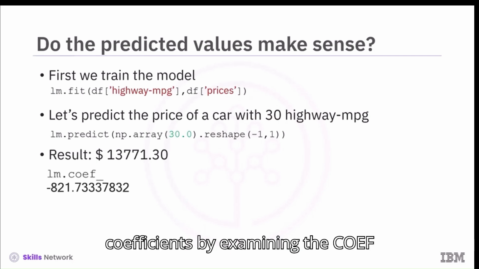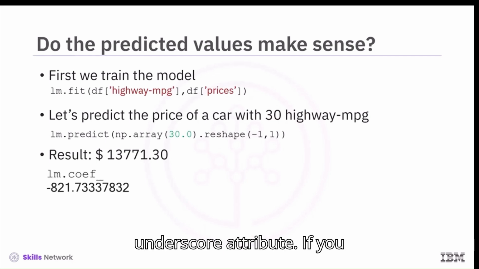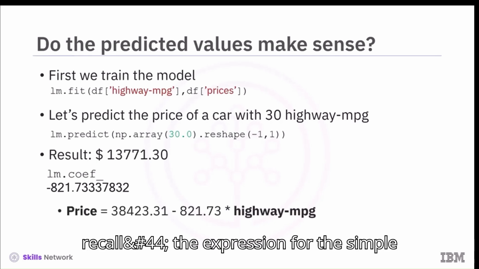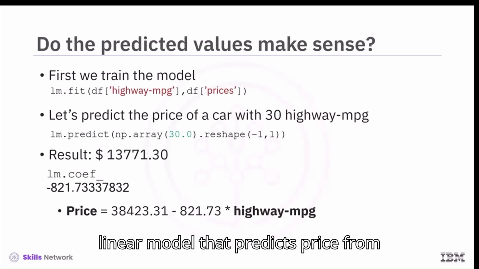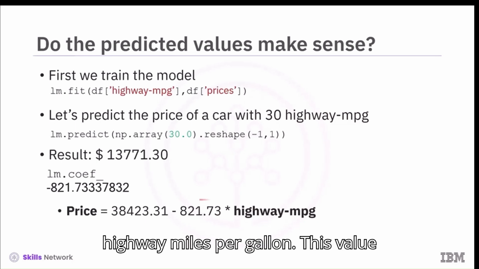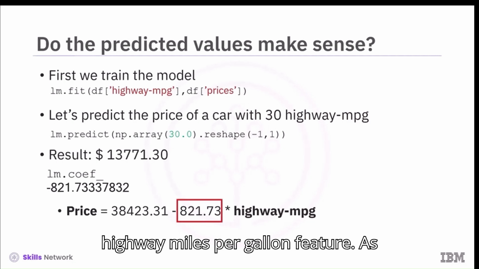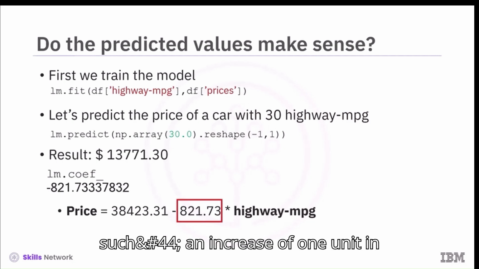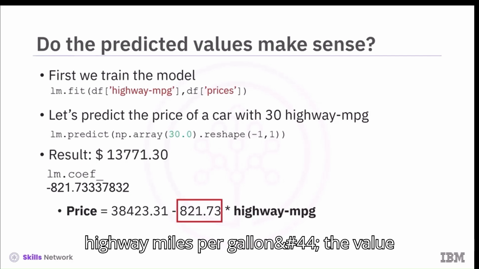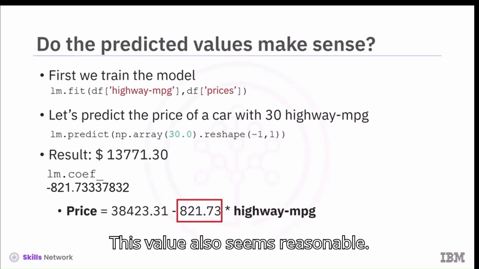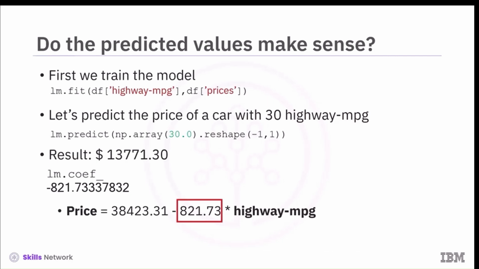We can look at the coefficients by examining the coef_ attribute. If you recall, the expression for the simple linear model that predicts price from highway miles per gallon. This value corresponds to the multiple of the highway miles per gallon feature. As such, for an increase of 1 unit in highway miles per gallon, the value of the car decreases approximately $821. This value also seems reasonable.